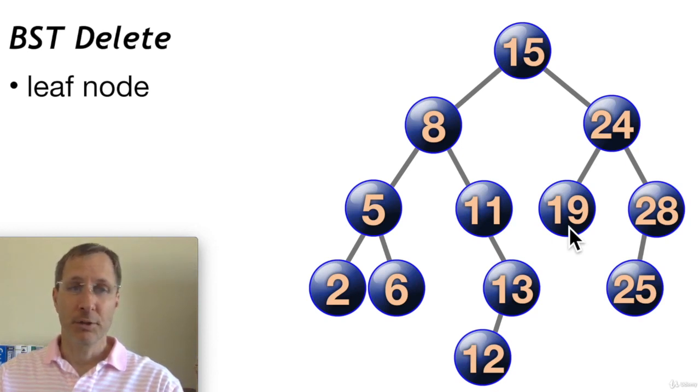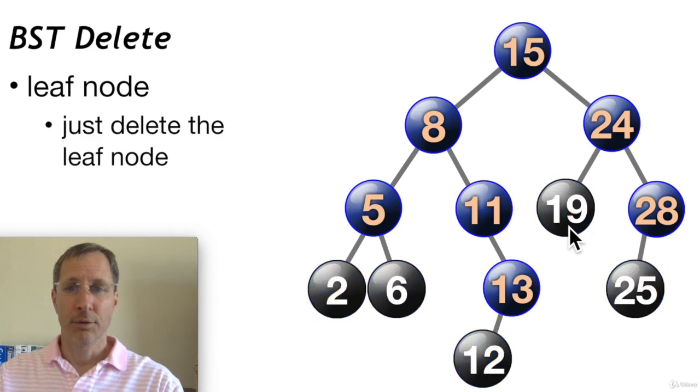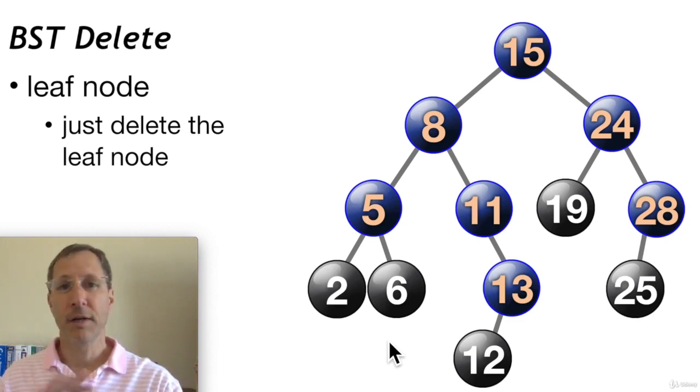So let's first look at the possibility that the number we want to delete is a leaf node. Look, these gray nodes are all leaf nodes. In the case of a leaf node, it's easy for us to just delete the leaf node without affecting anything else in the tree. These are bottommost nodes, so it doesn't affect the organization of anything else in the tree. We can just delete that node if it's a leaf. That's the easiest case right there.